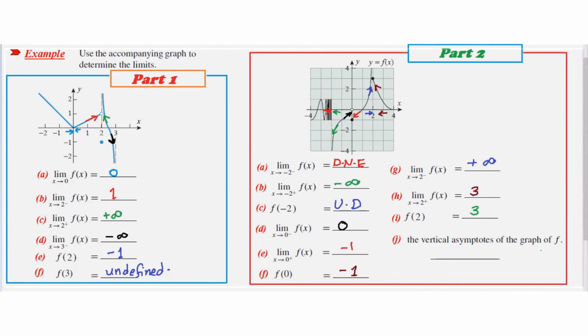Now the vertical asymptotes for the graph of f. To find the vertical asymptote, as we saw before in the first example, you have to take the limits that equal infinity or negative infinity. So we have part B, the limit equals negative infinity, and part G, the limit equals positive infinity. So we have two vertical asymptotes. The first one, x equals negative 2, and the second one, x equals 2.